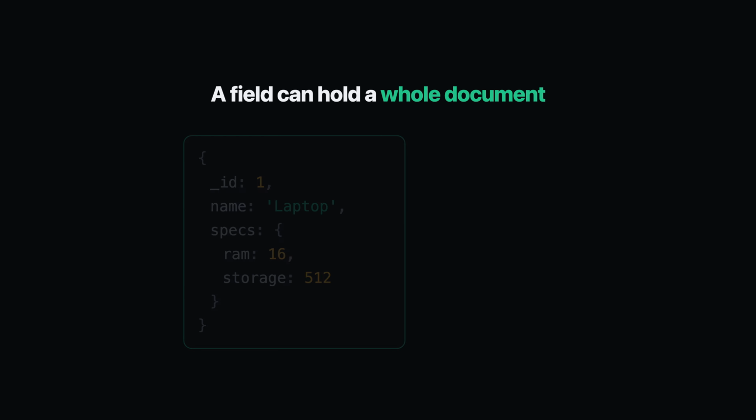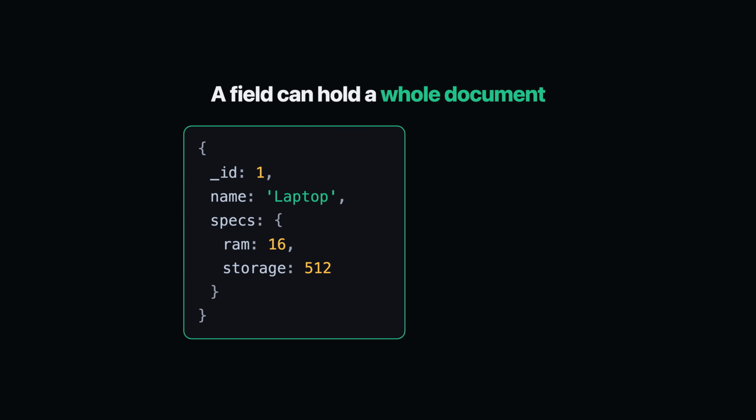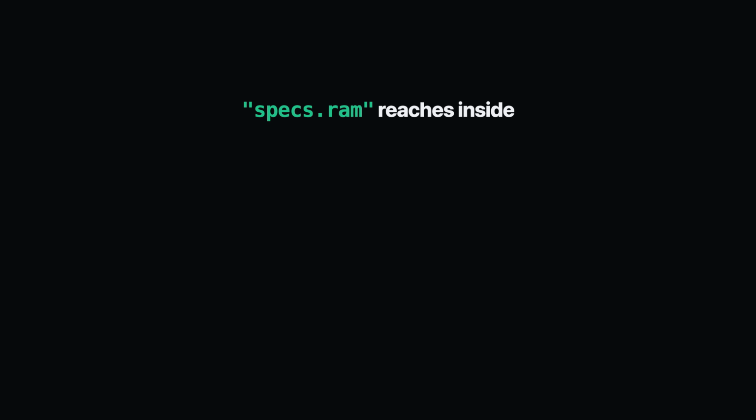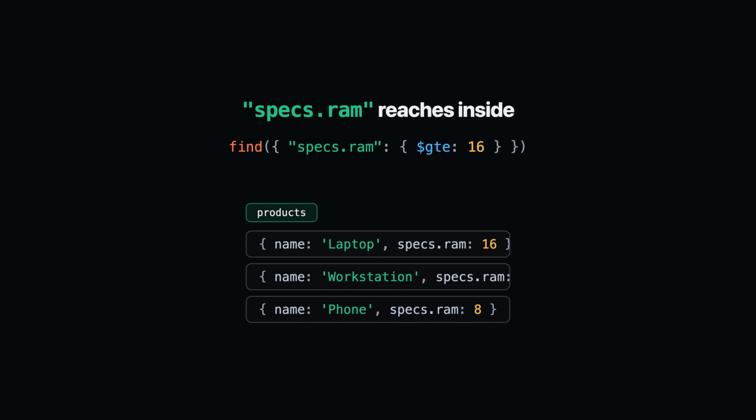A document field can hold a whole other document. Here's a products collection, and each product carries its specs right inside itself. The RAM and the storage nested within the product. No second table needed.